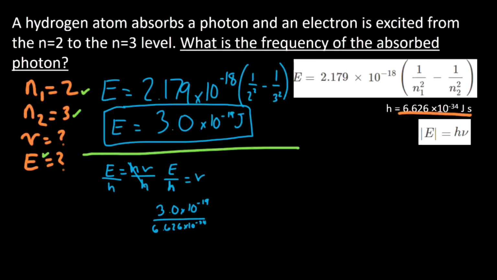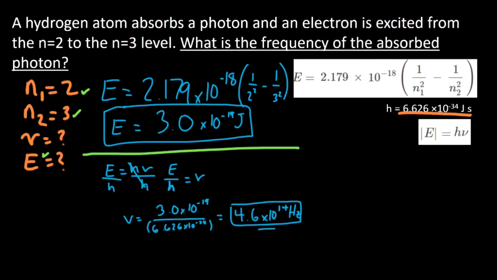Here's a case where if you don't use parentheses on the bottom of that number, your calculator will do the wrong thing. So make sure as you divide to solve for frequency, you put that bottom number in parentheses. When we do that, you'll get that the frequency is 4.6 times 10 to the 14th hertz. So the problem wanted to know, what frequency will the photon be that's absorbed when our electron goes from n equals 2 to n equals 3, and it's 4.6 times 10 to the 14 hertz.